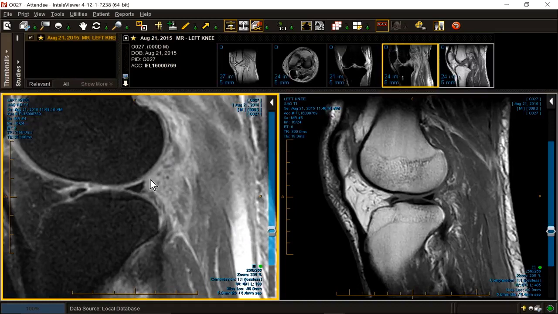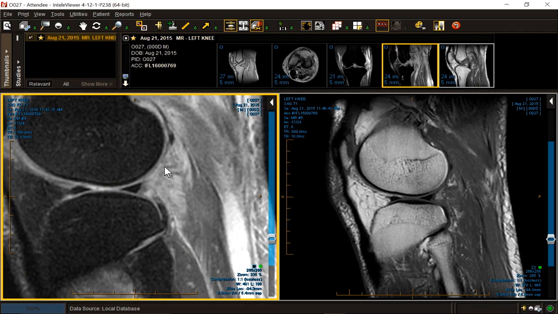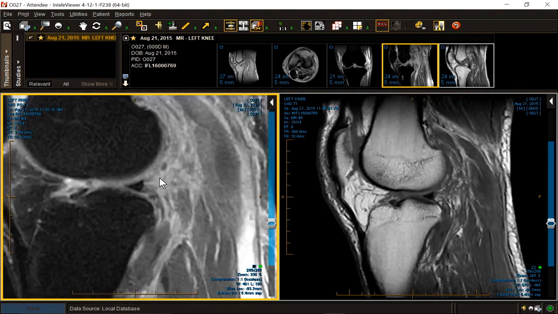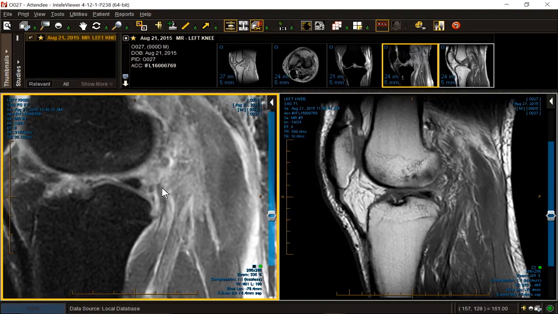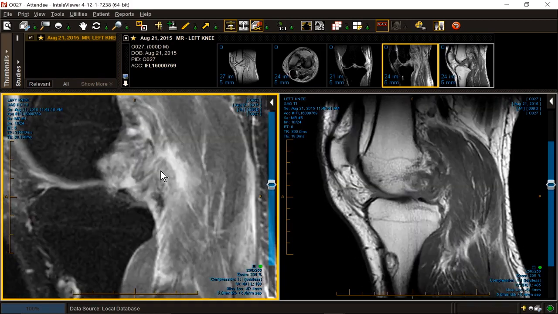So meniscocapsular detachment. What about the posterior capsule and oblique popliteal ligament, the OPL, which, by the way, goes all the way across the back and connects to the posteromedial corner? That should be a nice, thick black band. It is gone. There's a little bit of it right there. You can see it's ruptured here. So the posterior capsule is ruptured.